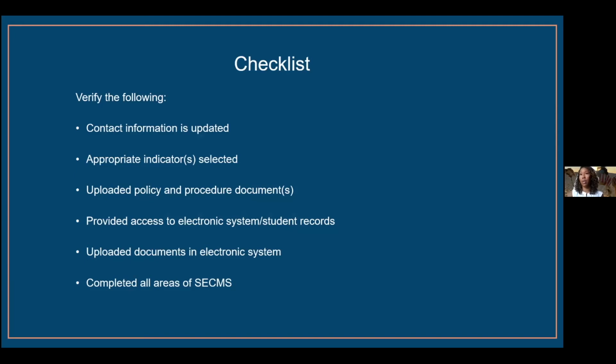Appropriate indicators are selected. I believe it is your consultant that selects the indicator. So just in case I have done it wrong, you can look against your data sheet to make sure that the indicator is appropriately selected. Upload your policy and procedure documents. Provide access to the electronic system. As we saw, you'll give the username and password to whichever electronic system you have to your consultant in that evidence box, and upload the documents into your electronic system and make sure all of the areas in SECMAS are complete.